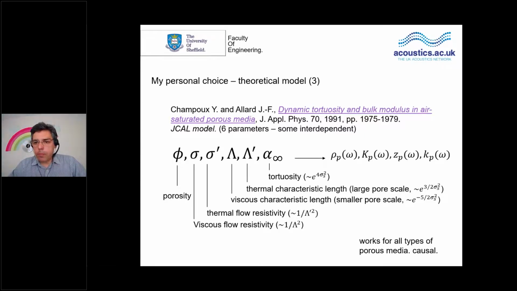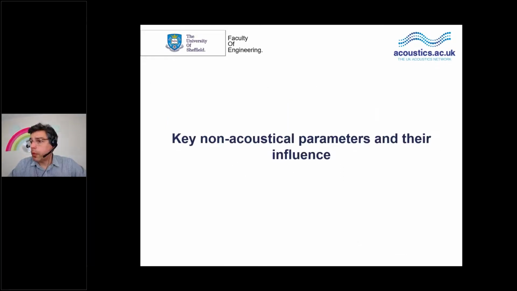Okay, a couple of slides, or 3 slides, or 4 slides actually. It's about the influence of the various non-acoustical parameters on the acoustic absorption. So what happens when we change one parameter and fix the others? Let's have a look.